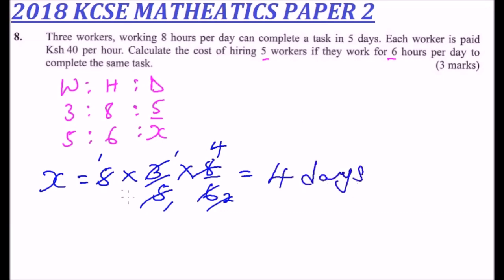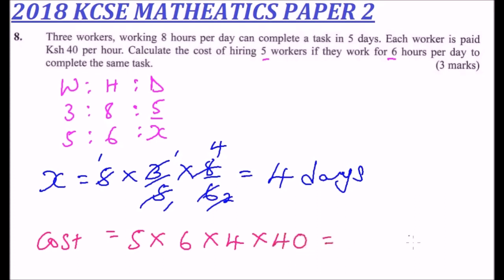Now we need to get the cost. The cost involved will be 5 workers working for 6 hours, and they work for 4 days, and they will be paid at the rate of 40. So using your calculator, you should multiply that, and you get 4,800 shillings. So that is the cost of completing that task when we make those changes, and there you earn yourself 3 marks.